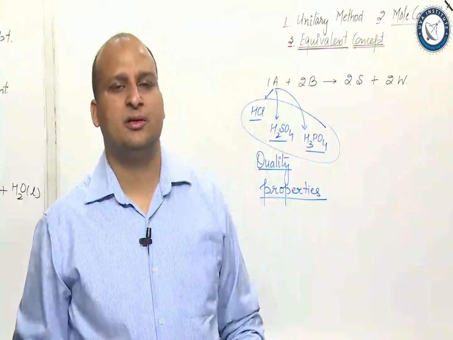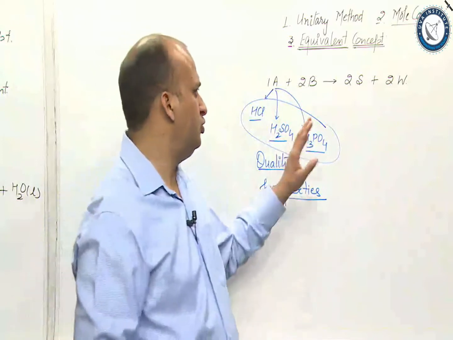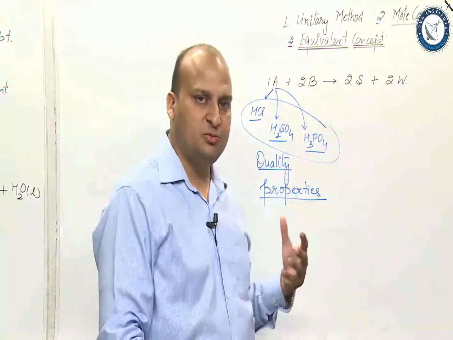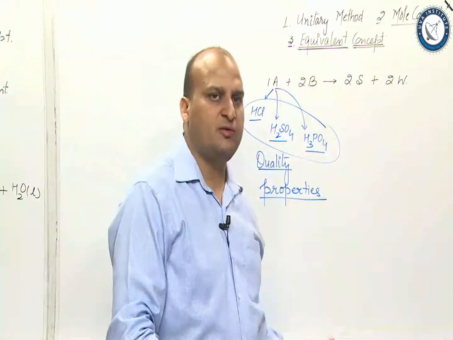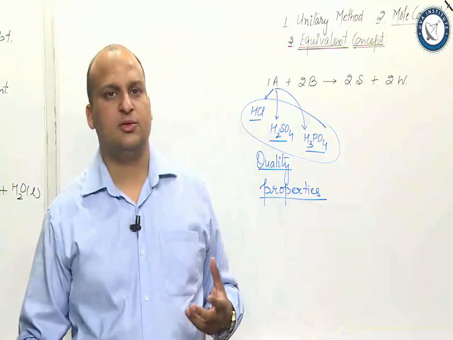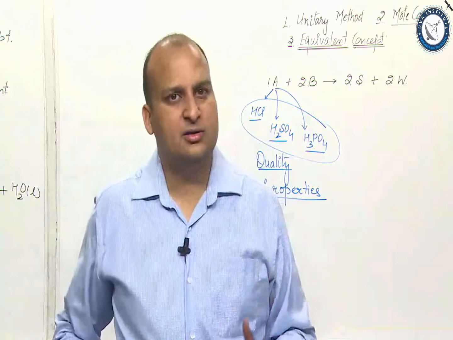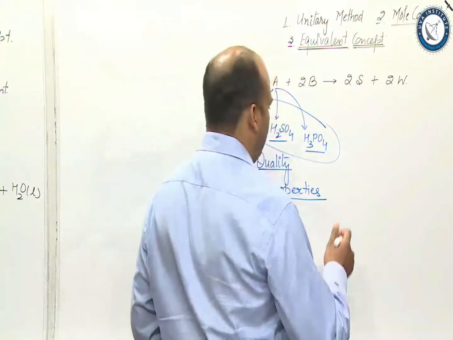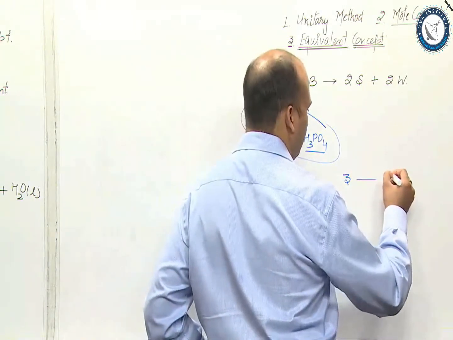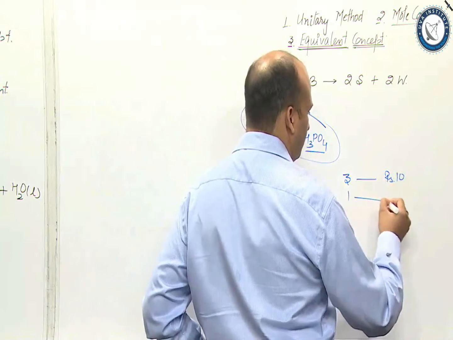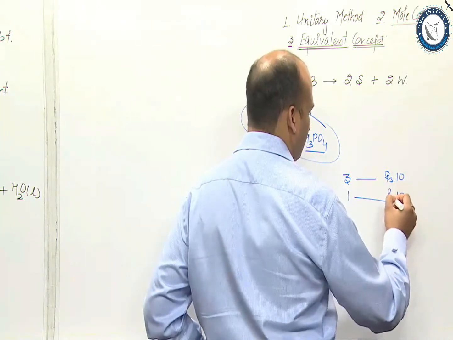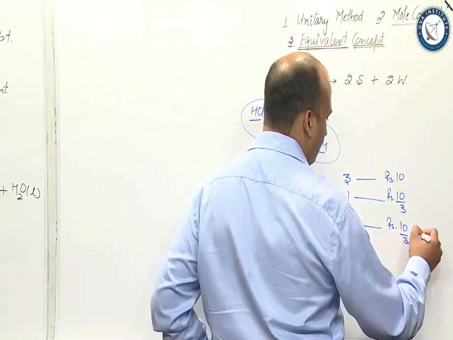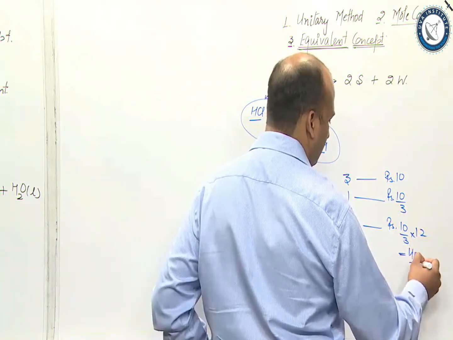But in the case of the equivalent concept, it is not like this. Over here, you have to know which acid A is, which base B is, and which salt is being formed. So the equivalent concept is used widely in chemistry because the students come to know about the properties of the compounds. 3 bananas cost 10 rupees, so 1 banana would cost 10 by 3 rupees. So 12 bananas would cost 10 by 3 into 12, and on solving you get 40.